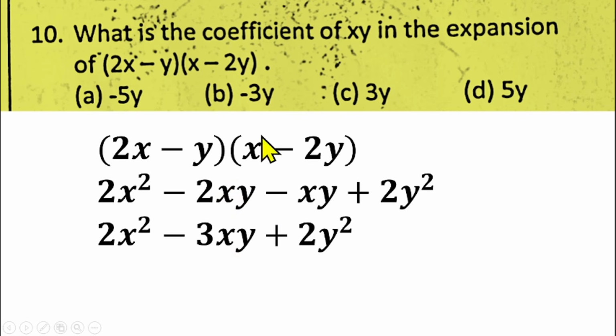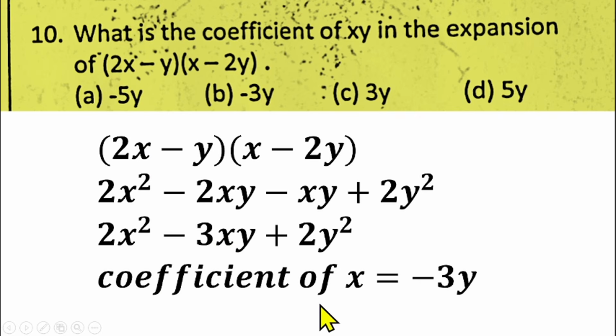I have to look for the coefficient of x, not only xy. That's what they wanted to write, coefficient of x. So that should give us −5y. So −5y is the correct answer, not what you have here. −5y is the right answer for question number 10. So we have a typographical error here. Please correct that with your own hand.